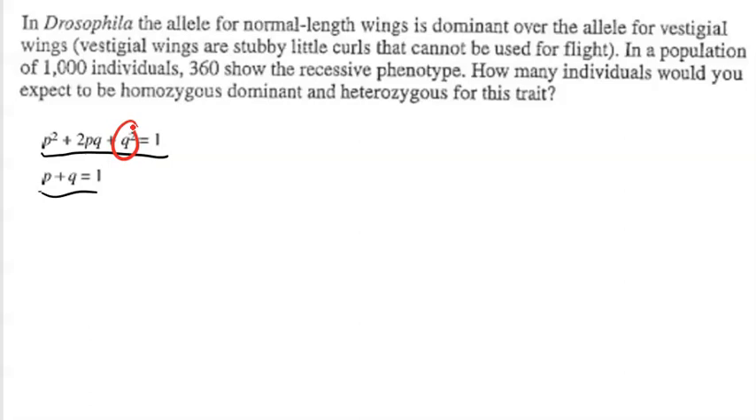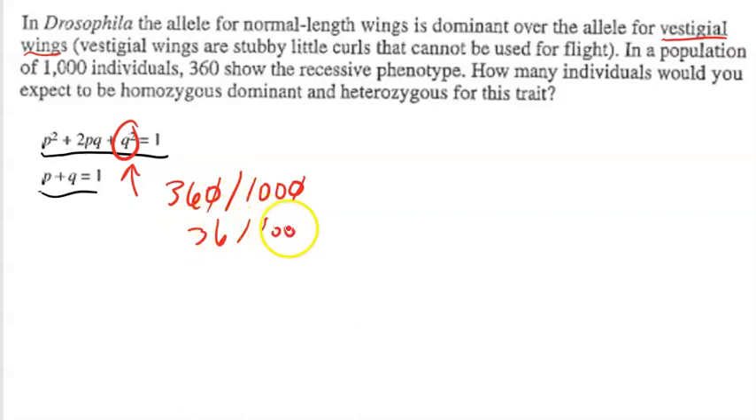So if we look at this word problem here, take a moment to read it, it's going to tell you that there's this phenotype, vestigial wings, that's recessive. In other words, those are the individuals that are the Q squared. So it's saying 360 out of 1,000 are this recessive phenotype. A little bit of quick math will tell you that 36 out of 100 is 0.36. So your Q squared in this case is 0.36.